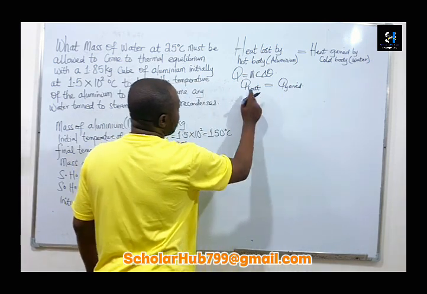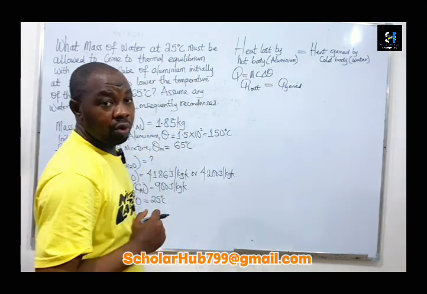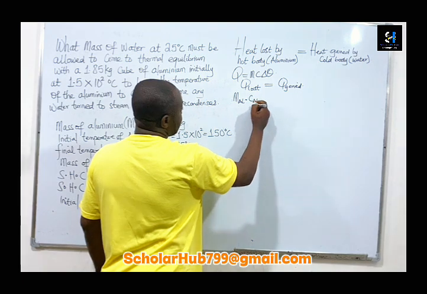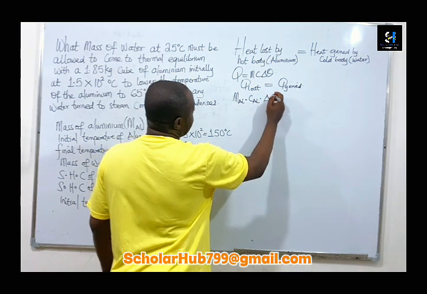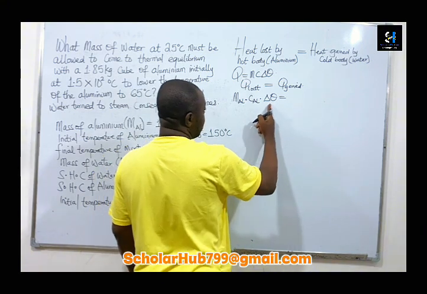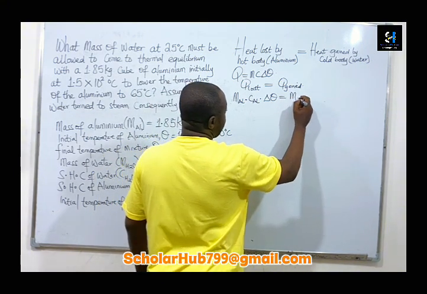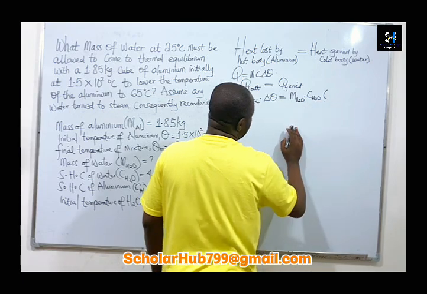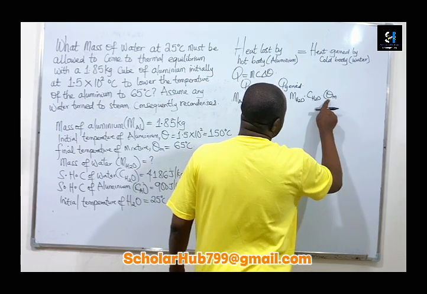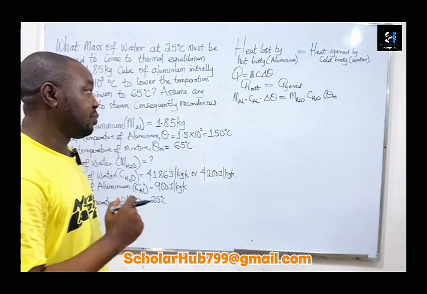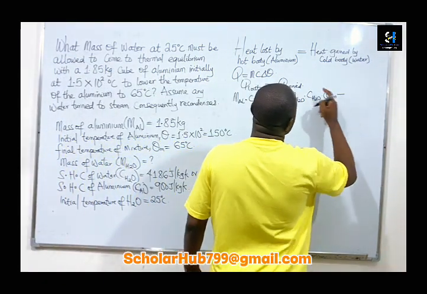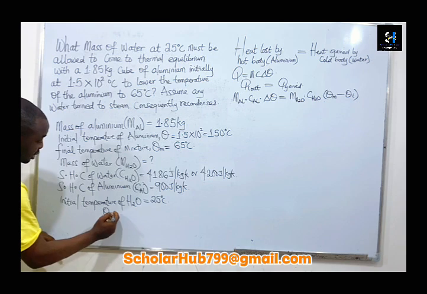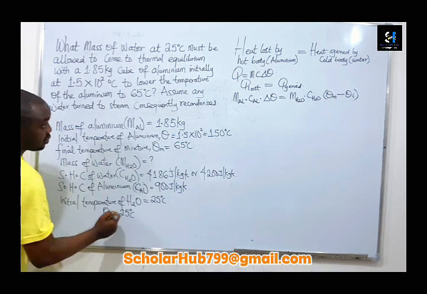So for heat lost by the hot aluminium cube, we have the mass of aluminium multiplied by the specific heat capacity of aluminium, then multiplied by the change in temperature. Then we have the mass of water multiplied by the specific heat capacity of water, then multiplied by the temperature of the mixture minus the initial temperature of water. The initial temperature of water, theta I, is 25 degrees Celsius.